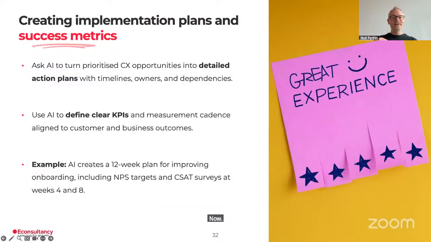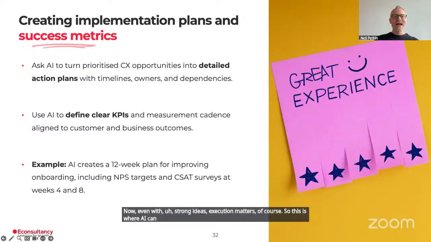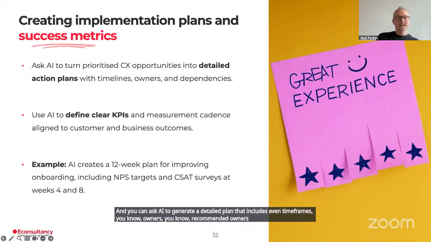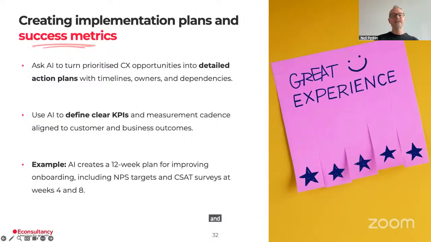Now, even with strong ideas, execution matters, of course. So this is where AI can also play a role, helping us turn those opportunities into action plans. And you can ask AI to generate a detailed plan that includes even timeframes, recommended owners, dependencies, maybe potential milestones. It can even suggest relevant KPIs and recommend a cadence for how you measure those KPIs as well.